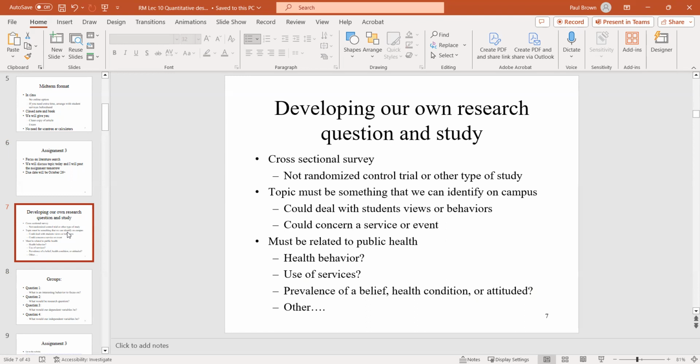It's got to deal with something that people on campus would know about, because we're going to be giving it to ourselves and to friends on campus. It can be their attitudes towards something, or something about a service on campus. Last year when I taught this class, they did it on the Student Health Center and looked at people's experiences with it. So it's either a service on campus, or attitudes and views that people would have, something we can ask people about that they'll be somewhat familiar with.